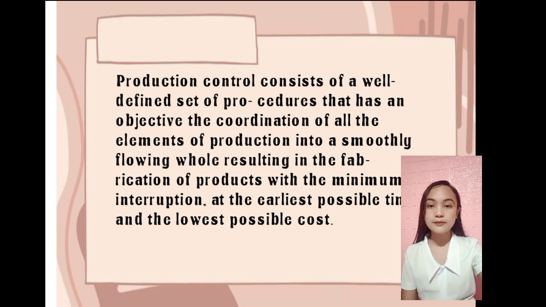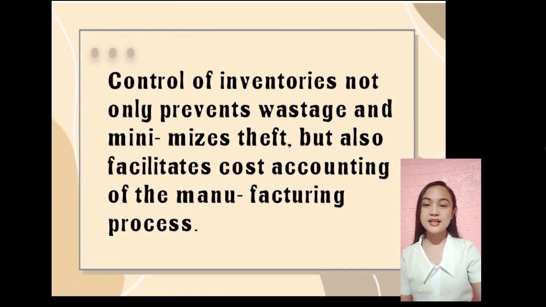of all the elements of production into a smoothly flowing whole, resulting in the fabrication of products with the minimum of interruption at the earliest possible time and the lowest possible cost. And also, production control is performed to assist in utilizing designated materials, machines, and the proper amount of time at the right time. Moving on to the next slide, we have here the control of inventories.